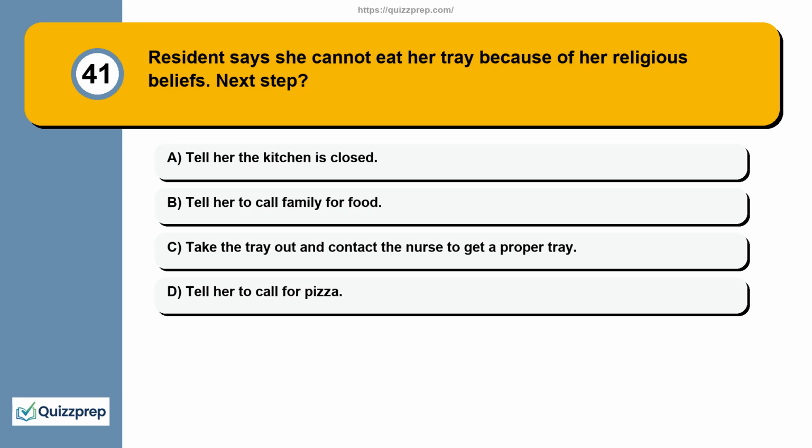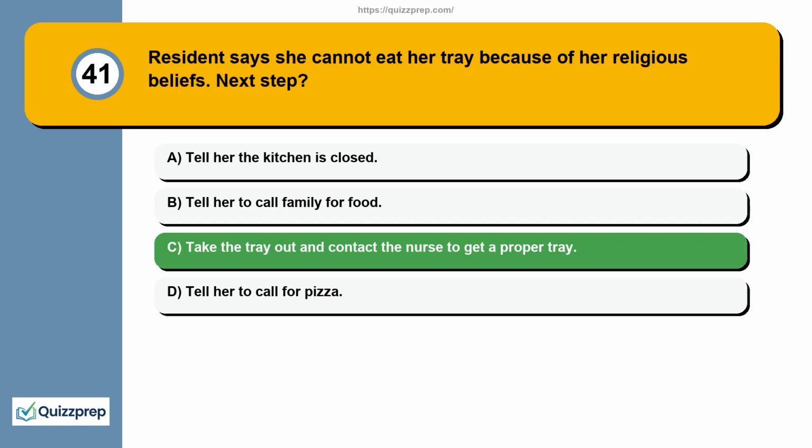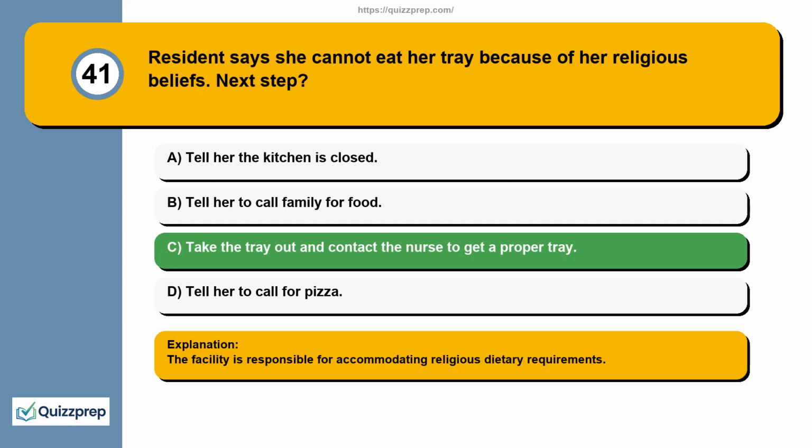Question 41. Resident says she cannot eat her tray because of her religious beliefs. Next step. Tell her the kitchen is closed. Tell her to call family for food. Take the tray out and contact the nurse to get a proper tray. Tell her to call for pizza. The facility is responsible for accommodating religious dietary requirements.